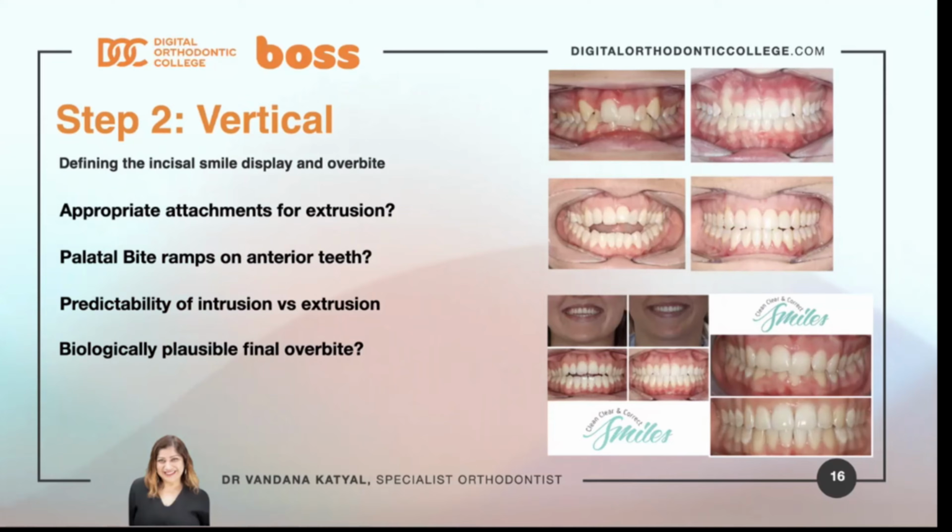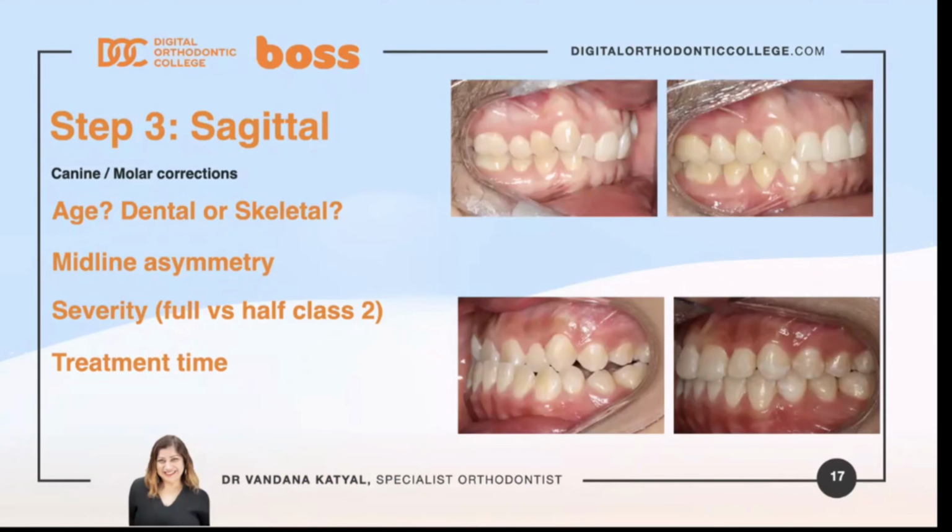If you made a decision to change the vertical dimension, well, what are the appropriate attachments here? Which teeth are extruding? Do we need any bite ramps? Is there evidence for the use of bite ramps? What is the predictability? We know intrusion is more predictable than extrusion with clear aligners. And what's the biologically plausible final overbite? Can we really get ideal overbite in a 50-year-old who has severe deep bite? Can we do that? Is it biologically plausible?